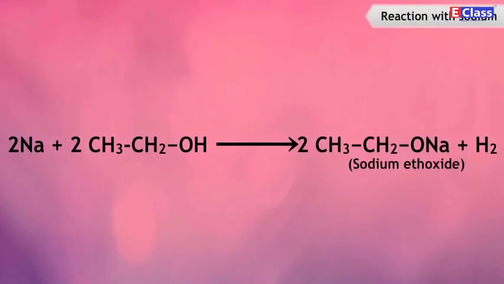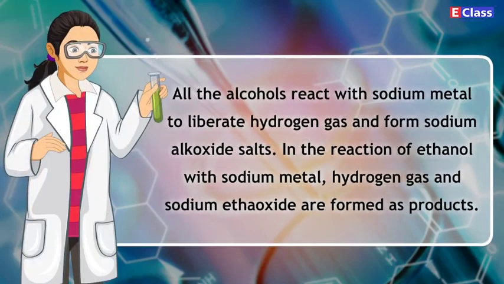1. Reaction with sodium. 2Na + 2CH3CH2OH gives 2CH3CH2ONa + H2, sodium ethoxide. All the alcohols react with sodium metal to liberate hydrogen gas and form sodium alkoxide salts. In the reaction of ethanol with sodium metal, hydrogen gas and sodium ethoxide are formed as products.